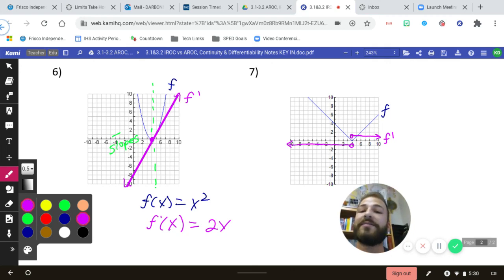All right, y'all. That concludes IROC and AROC and continuity and differentiability.